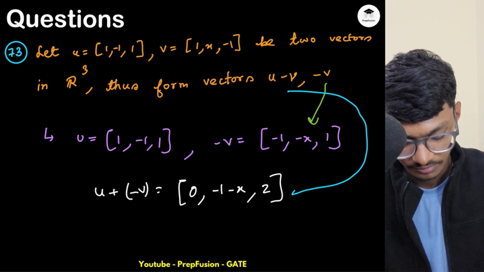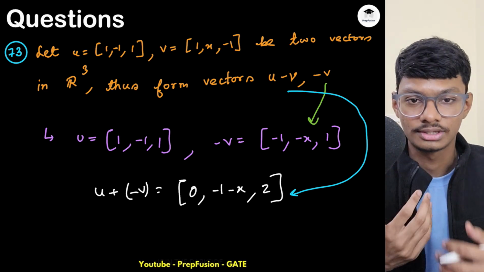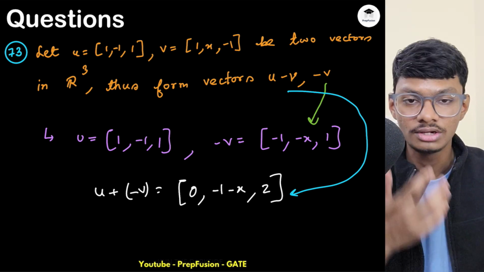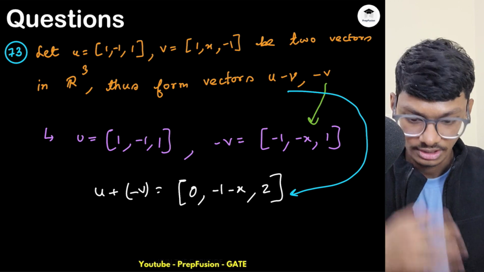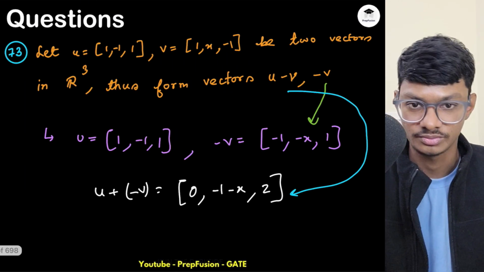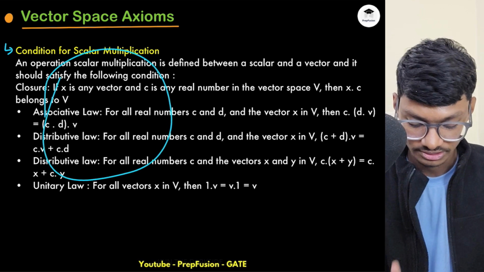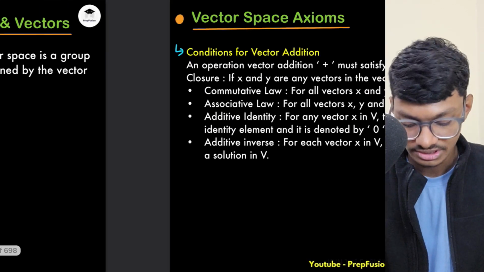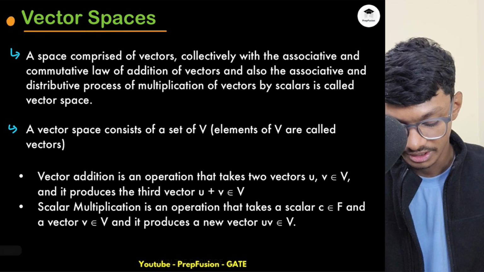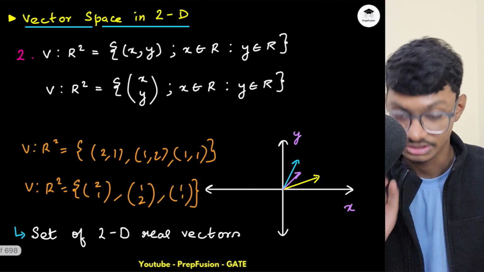This is just an example problem, just to give you a brief idea how we do vector addition and subtraction, all those things. So this is what these axioms mean. You don't need to go too much in depth with this, don't take too much stress about it, but whatever I have told you at the starting, all these things you have to understand.